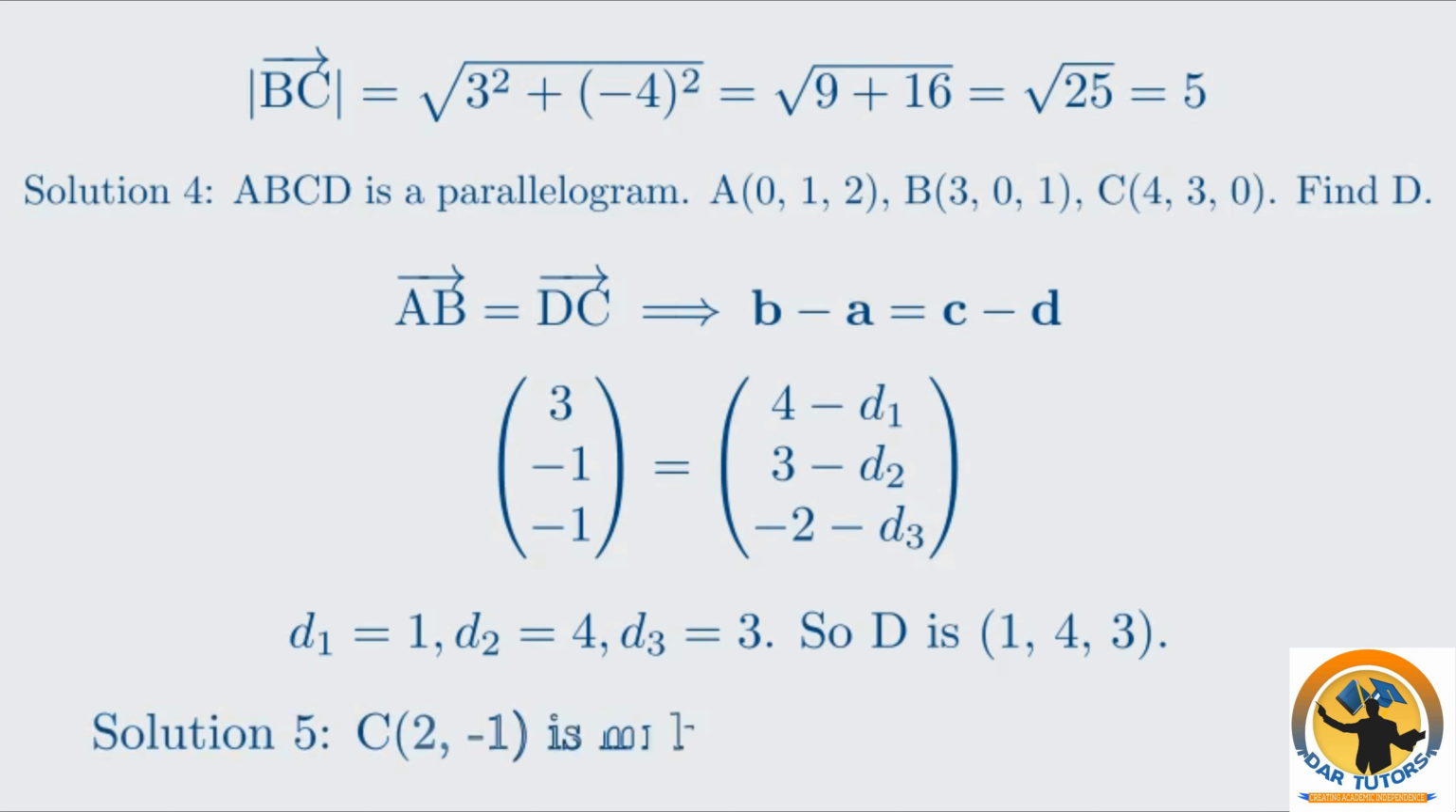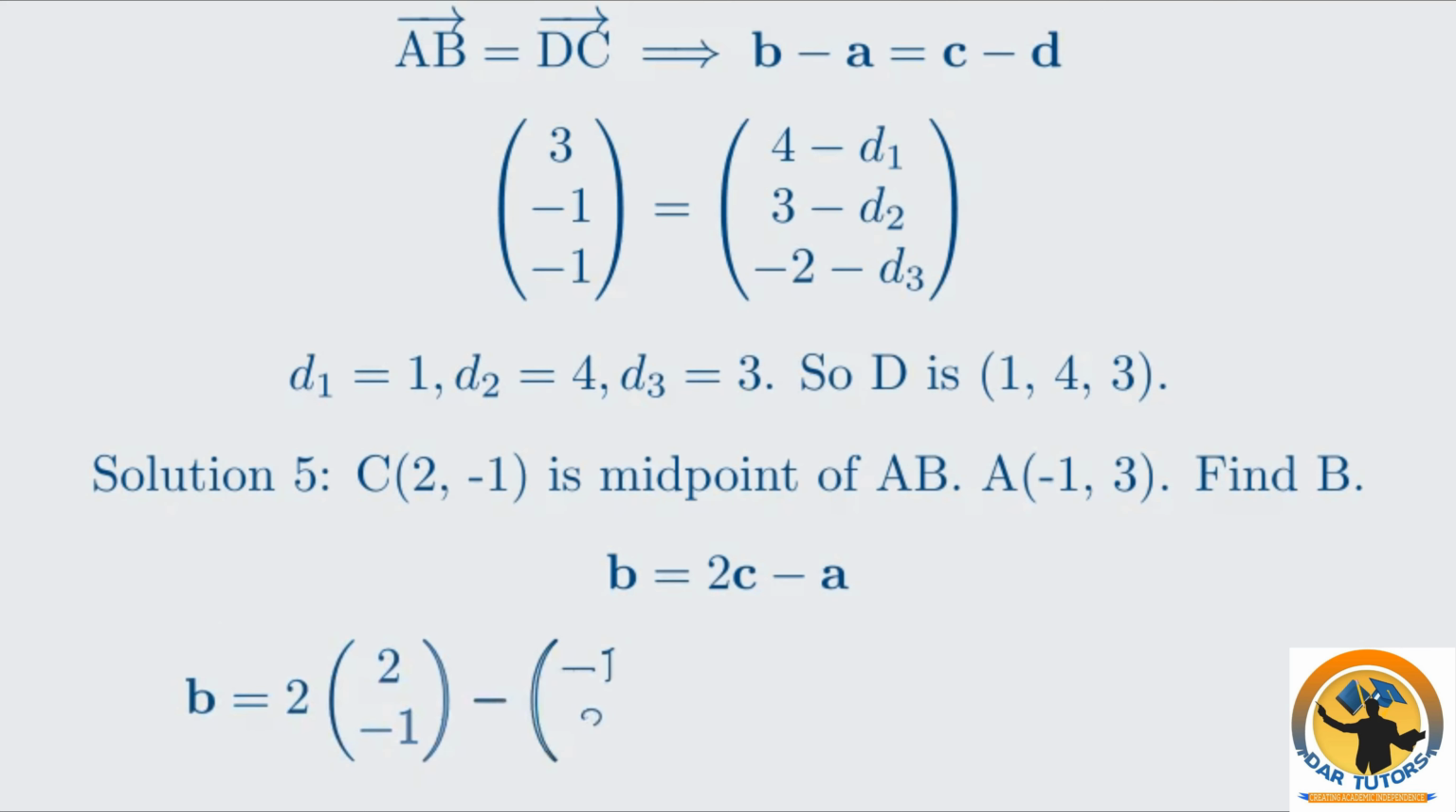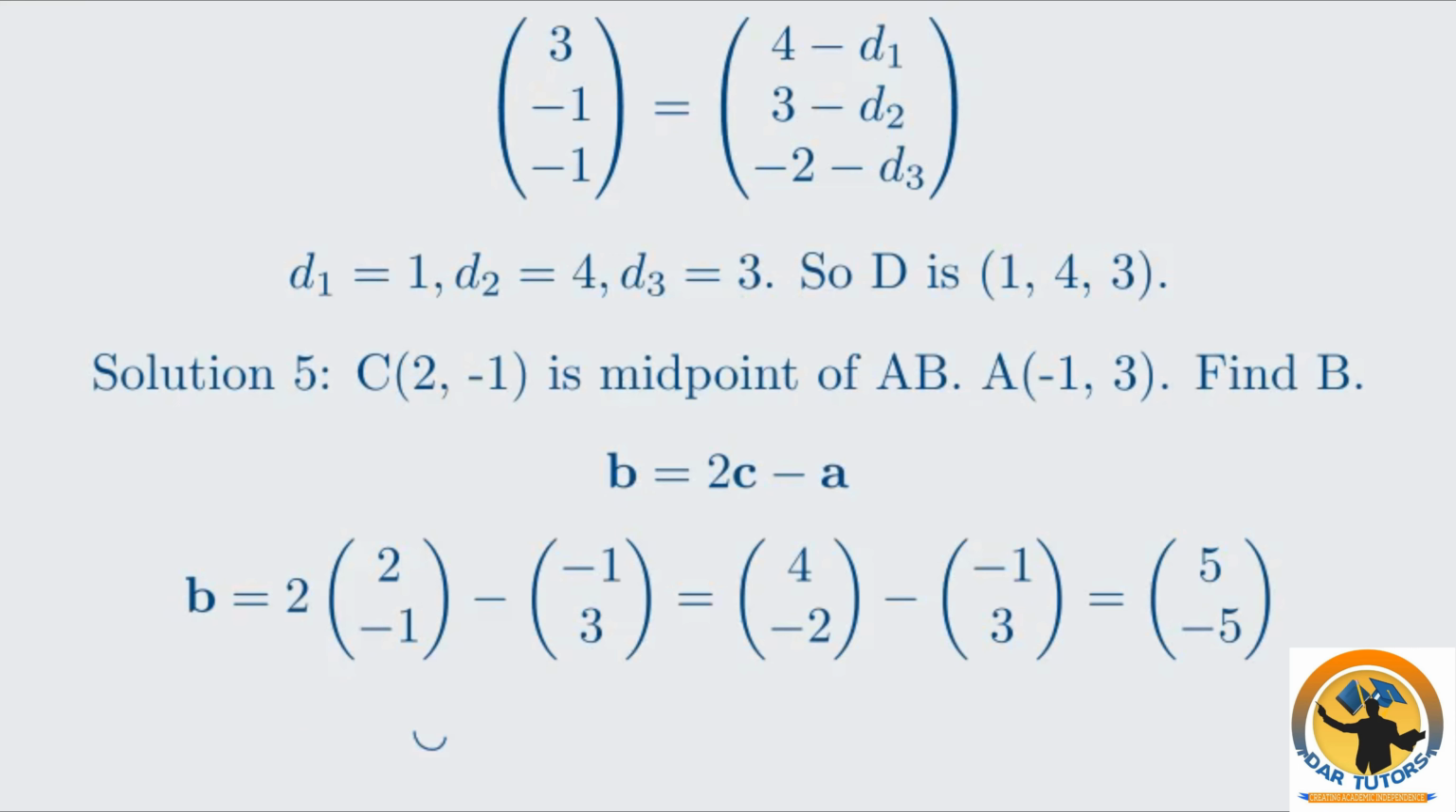For question 5, C is the midpoint of AB. We use the formula Q equals 2C minus P. Substituting the vectors, we find that the position vector of B is (5, -5). So, the coordinates of B are (5, -5).